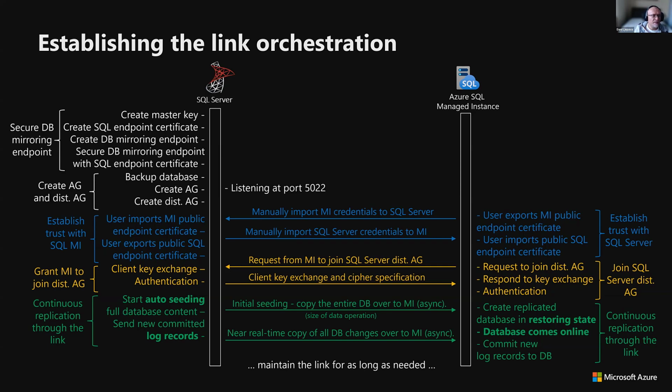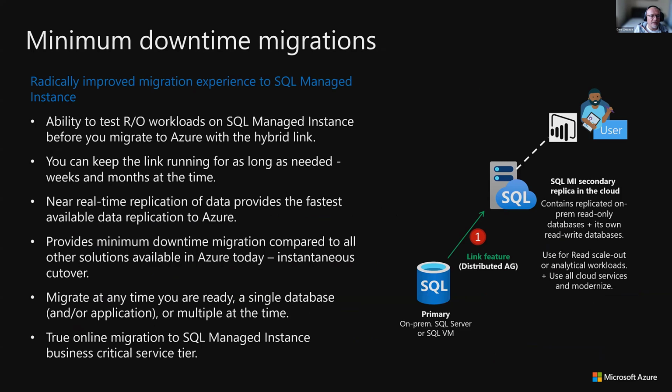Next, in terms of minimum downtime migrations, once the link is established, because this is an AG technology, it's fastest out of the old technologies we have available. Sometimes for migration you can use log shipping, which has a delay of a couple of minutes to transfer the backup files and restore them. Because this is AG, the replication is instantaneous, so there is minimum downtime on the actual cutover.